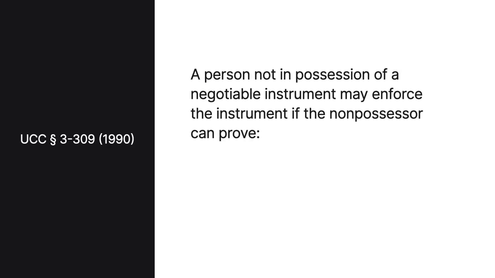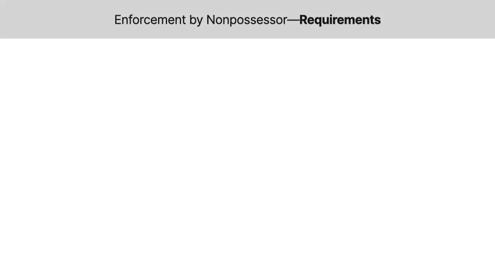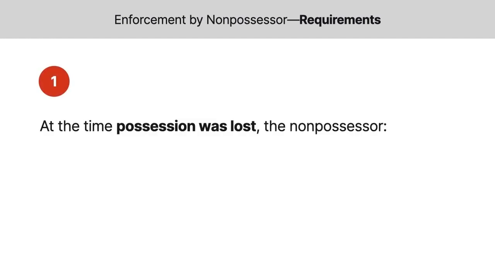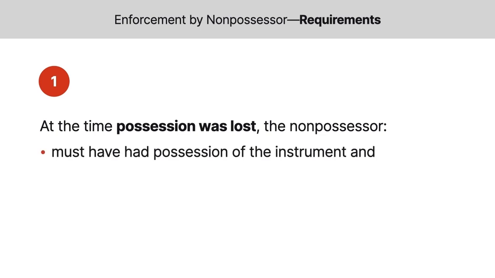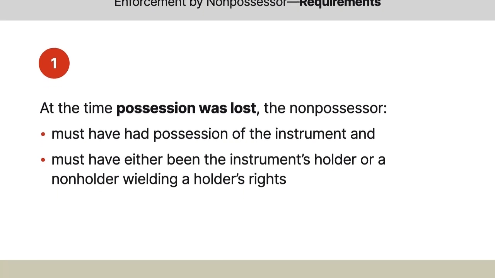Under Article 3, a person not in possession of a negotiable instrument may nonetheless enforce the instrument if the non-possessor can prove the instrument's contents and that the non-possessor is indeed entitled to enforce the instrument. A non-possessor will be entitled to enforce an instrument if three requirements are met. First, at the time possession was lost, the non-possessor must have had possession of the instrument and have either been the instrument's holder or a non-holder wielding a holder's rights.